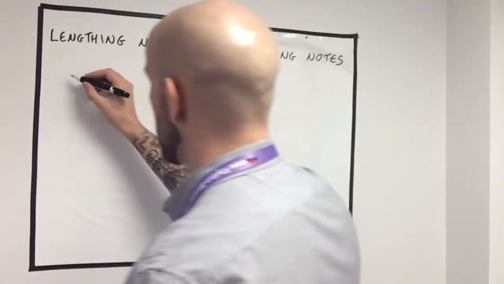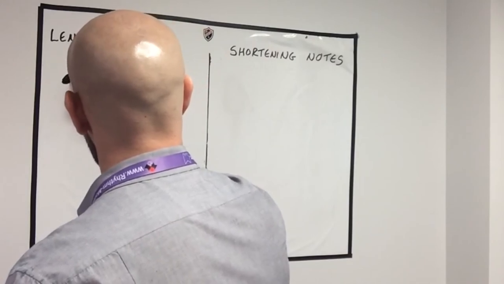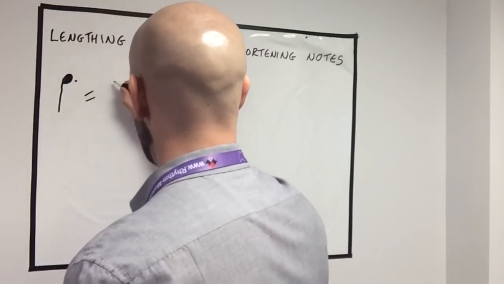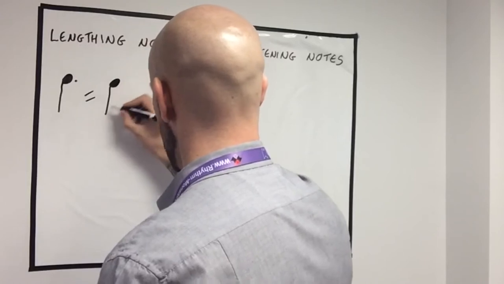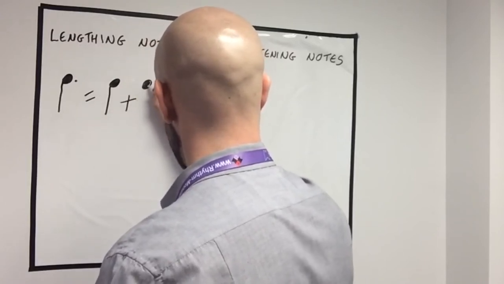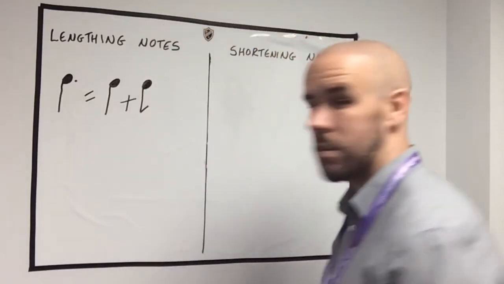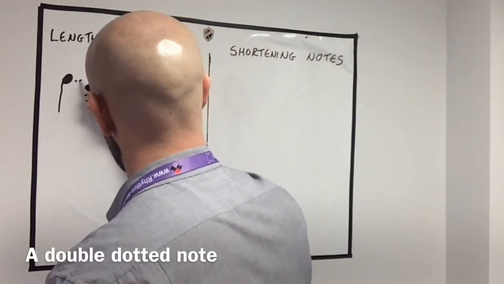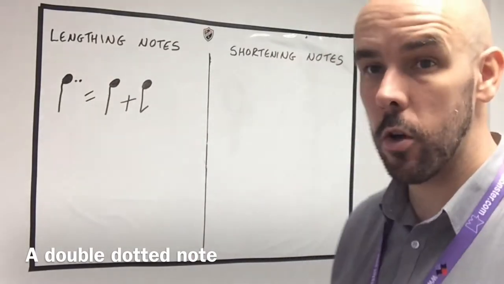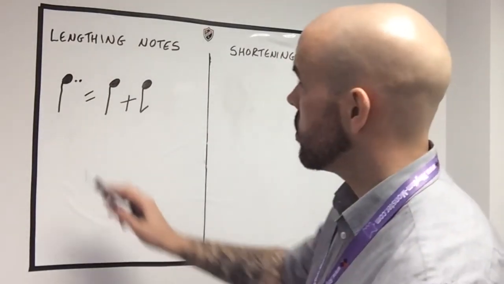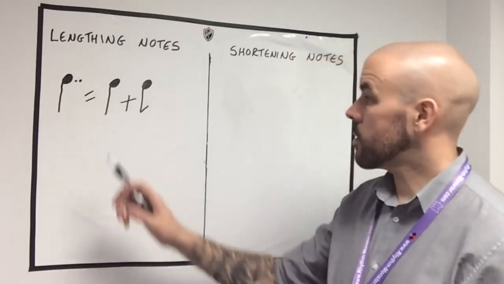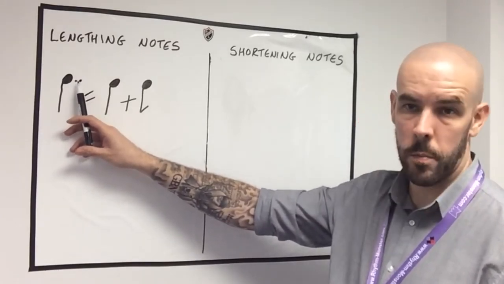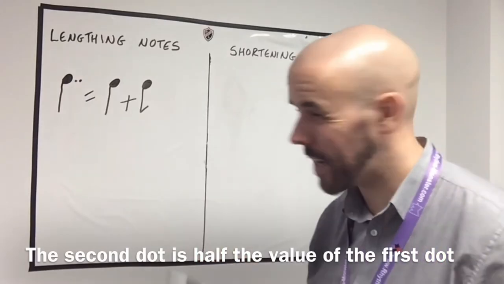So let's go back to the lengthening notes again. The very first one we've done was dotted crotchet. Sometimes you'll see a note that's got a second dot on it. Two dots! What's that all about? So you know that the first dot is equal to half the value of that note. The second dot is half the value of the first dot. So that's you making it longer still, but just by a tiny bit.